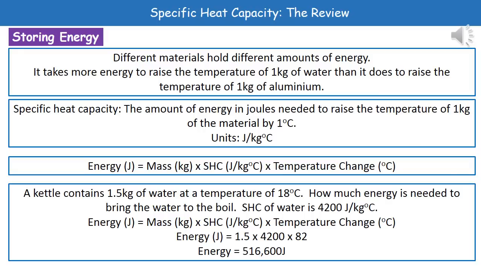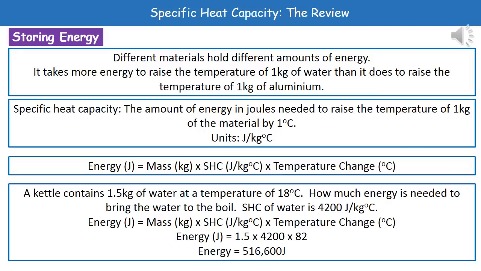Now when we're talking about the specific heat capacity, we're referring to the amount of energy in joules that's needed to raise the temperature of 1 kilogram of the material by 1 degree Celsius. So do remember that it is the amount of energy to raise the temperature of 1 kilogram by 1 degree. And the units that specific heat capacity is given in are joules per kilogram degree Celsius.